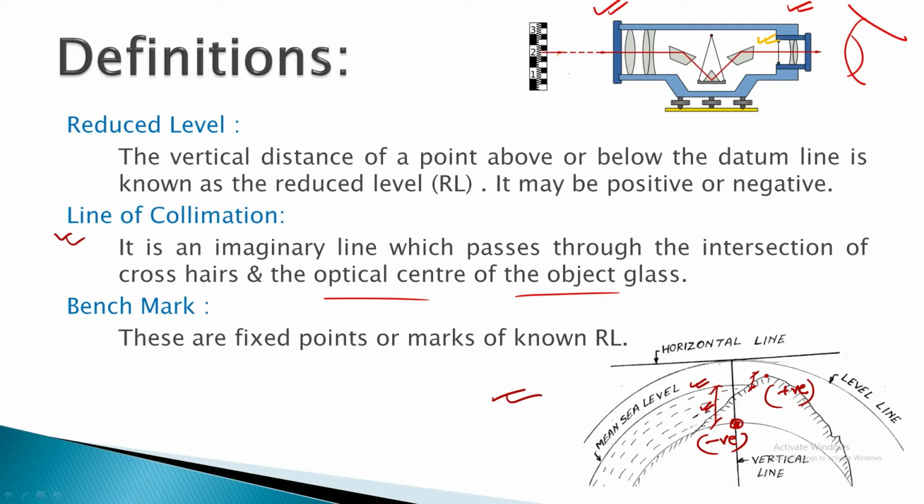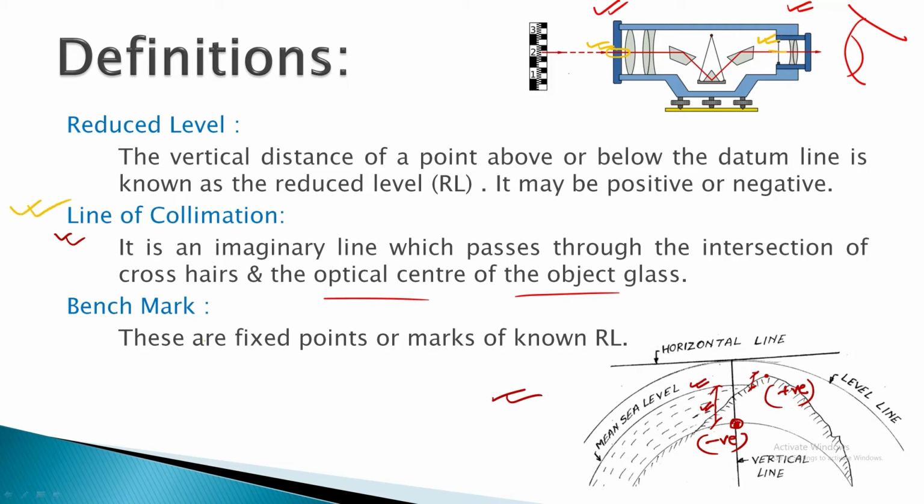So it is the imaginary line, the red line you can see, which passes through the optical center of the object glass. This is the optical center of the object glass, and this is the intersection of the crosshair. So this is the horizontal line, and that line is called the line of collimation.